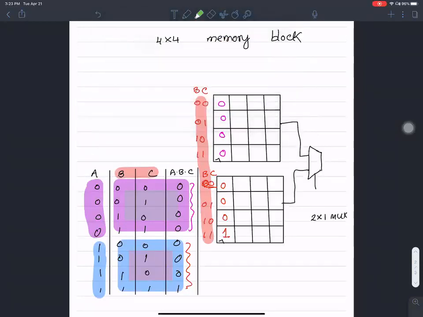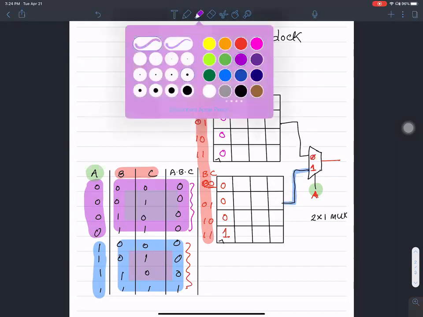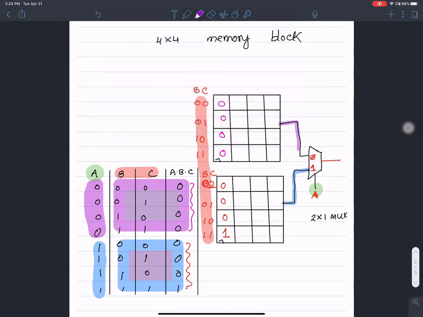Okay, the third input that I have available here, C, I want to apply that as the select line. When the value of A is 0, the upper part of the truth table is going to be recalled as the output. When the value of A is 1, the lower half of the truth table is going to be applied. So let me color code them a little bit here. This part represents A is 1, and the upper part represents A is 0. Okay, does that make sense?